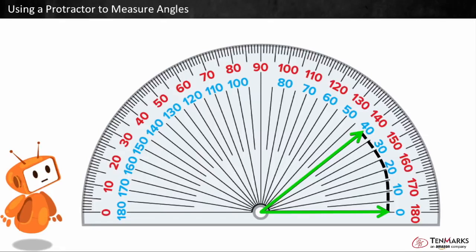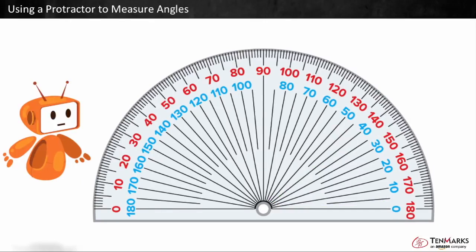To find how many degrees are between the arms, let's find the difference. 40 minus 0 is equal to 40. This angle is 40 degrees. 40 degrees makes sense since this angle is acute, or less than 90 degrees. The other number this arm is pointing to is 140. 140 degrees would not make sense since this angle is acute.